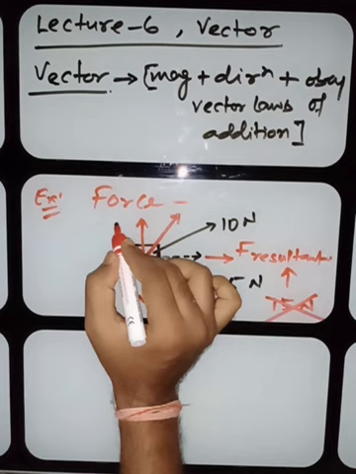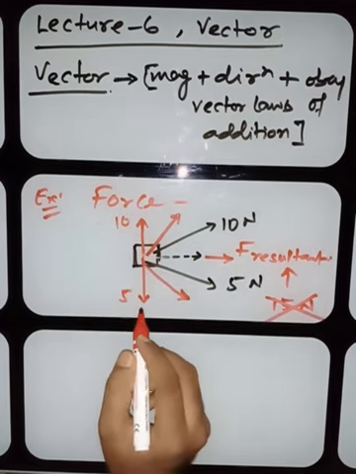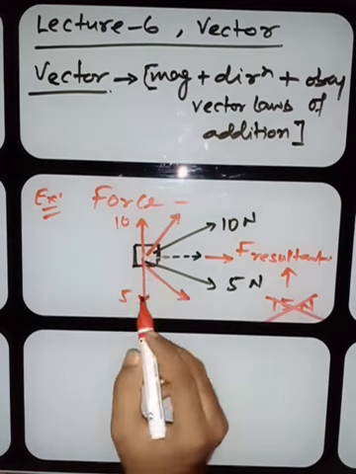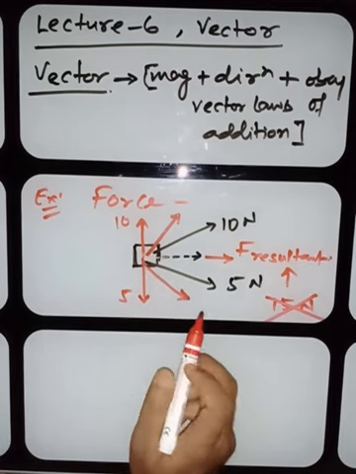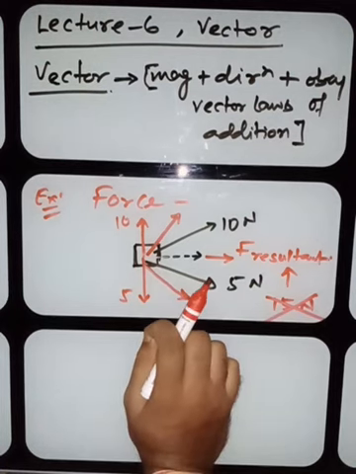The answer is no. This is 10 Newton, this is 5 Newton. So the net force will be 5 Newton in the upward direction. This 5 Newton will be cancelled out by this 5 Newton, and this brake will move in the upward direction. But with which force? The force is only 5 Newton.